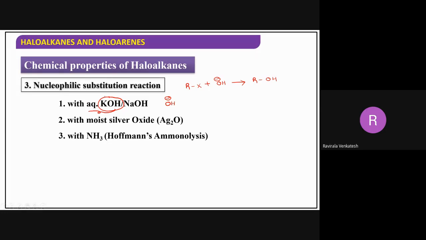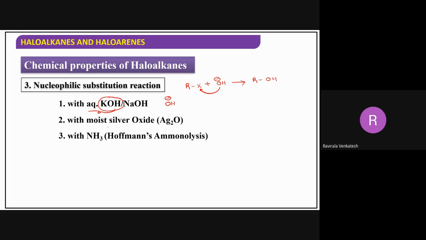If we dissolve KOH in alcohol, that is called alcoholic KOH. If we dissolve the KOH in water, that is called what? Aqueous KOH. So in the nucleophilic substitution reaction, KOH in water. So what happens here? OH will replace the halogen.